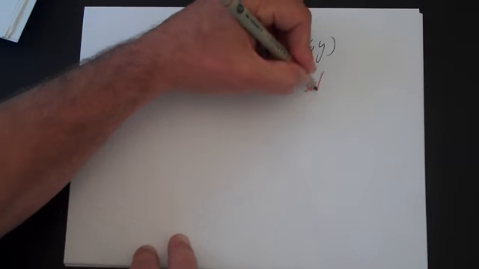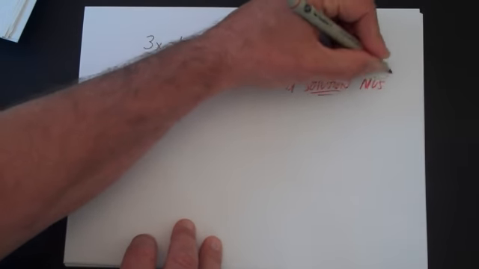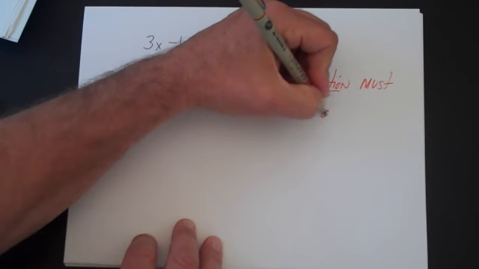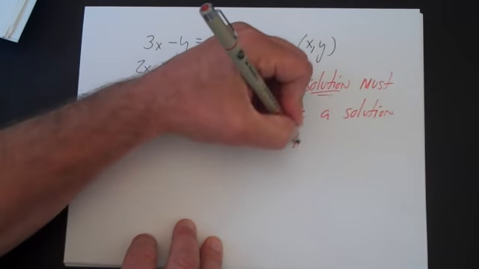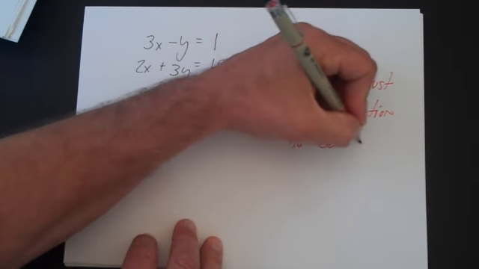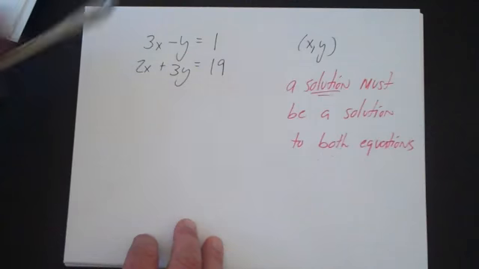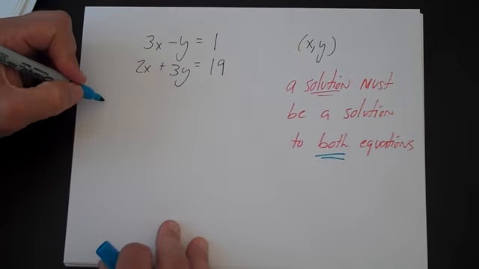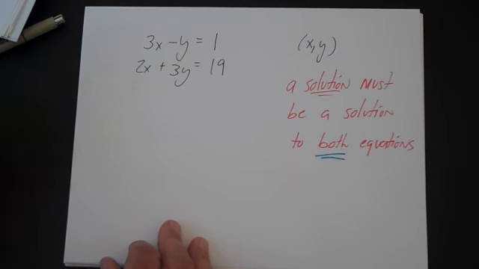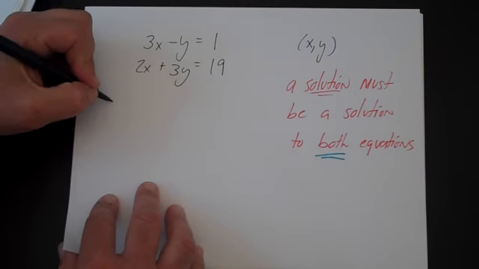A solution must be a solution to both equations. And I'm going to underline both. So the key is that you check, and it just has to be the case where you have to check both of them. So let's do an example.